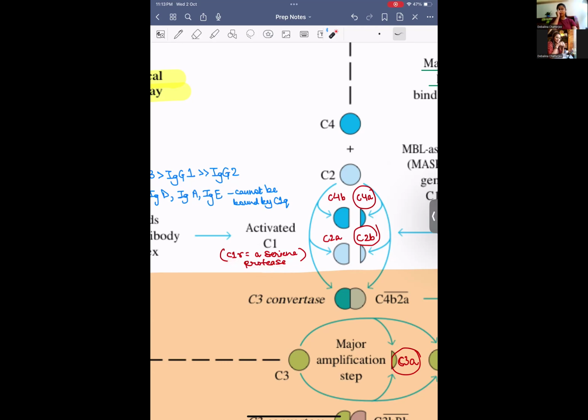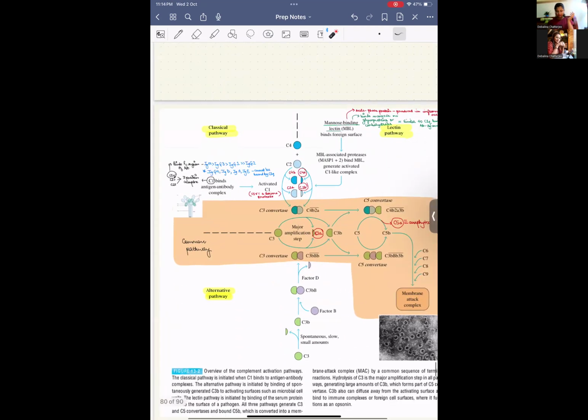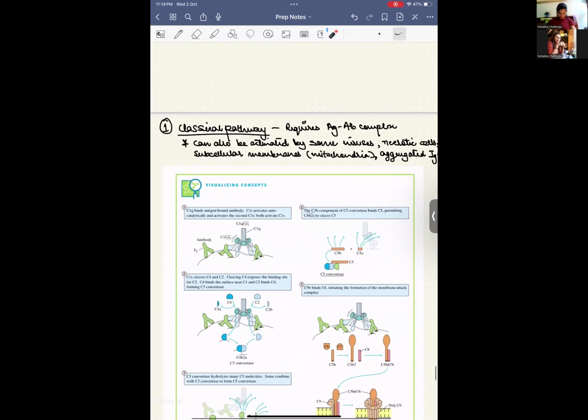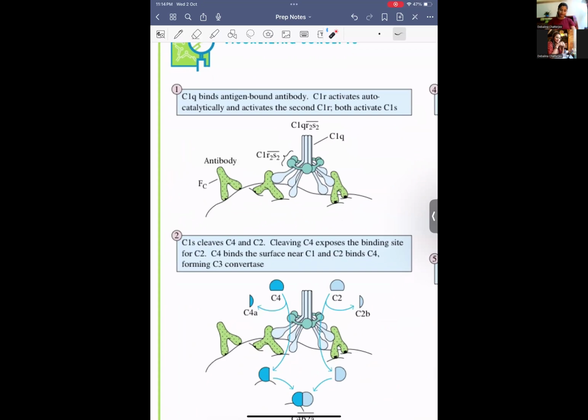What does serine mean here? Serine means it will cleave at the point where a serine residue is present. C1r is a serine protease, and this is what is actually the activated C1. The C1r cleaves C4 and C2, the C4 and C2 that we have been talking about. So this is what the classical pathway looks like, just for a better visualization and a quick overview of the pathway.